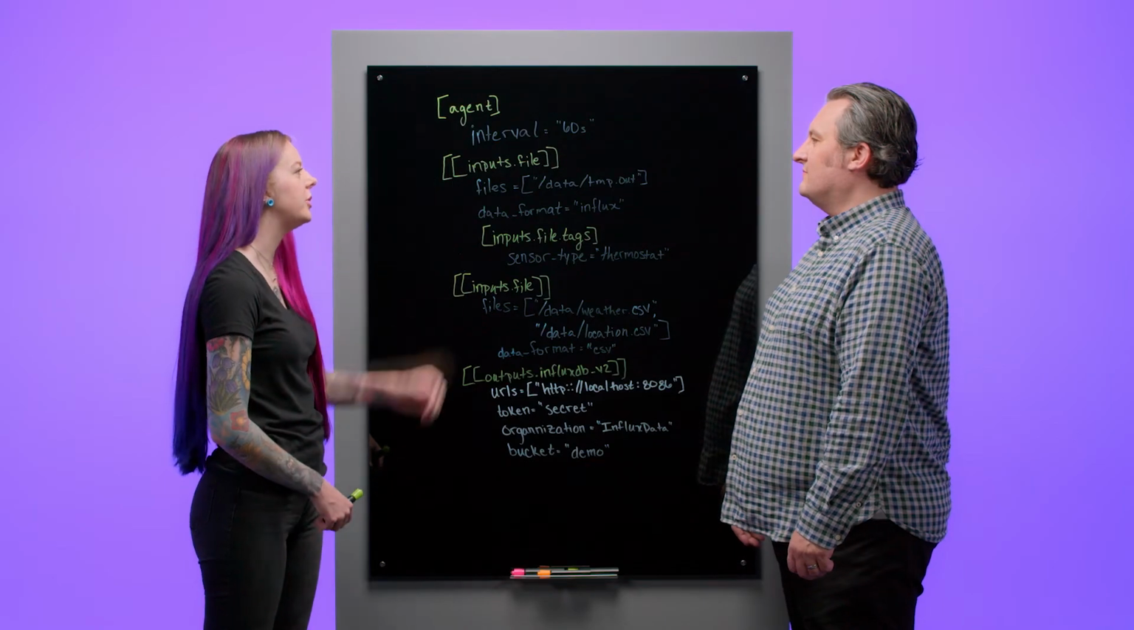What's the structure of the Telegraf config file? Telegraf config files need at least one input and one output, so they know where to grab your data and where to put it. But in our example here, we also have an agent section.